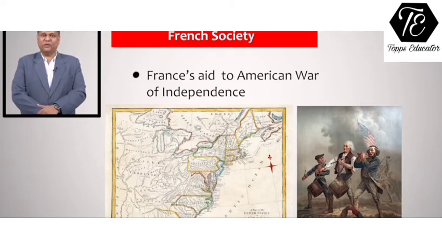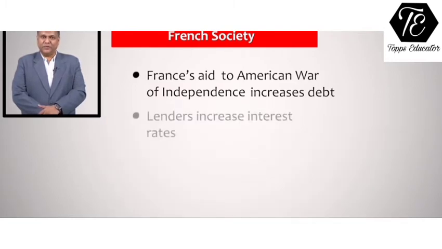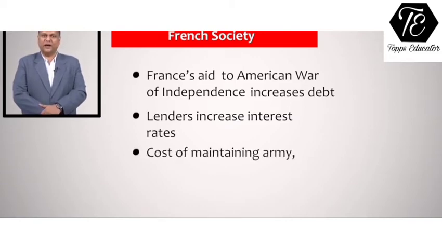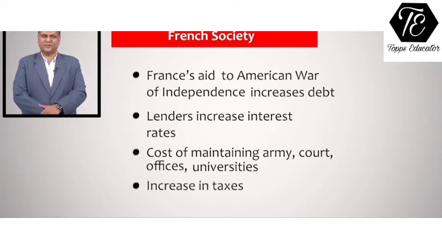The war added more than a billion livres to a debt that had already risen to more than 2 billion livres. Lenders who gave the state credit now began to charge 10% interest on loans. So the French government was obliged to spend an increased percentage of its budget on interest payments alone. To meet its regular expenses, such as the cost of maintaining an army, the court, running the government offices and universities, the state was forced to increase taxes. Yet even these measures would not have sufficed.